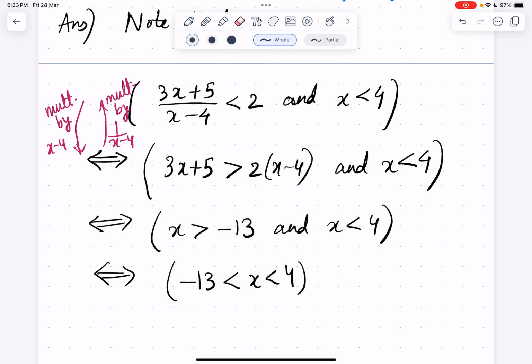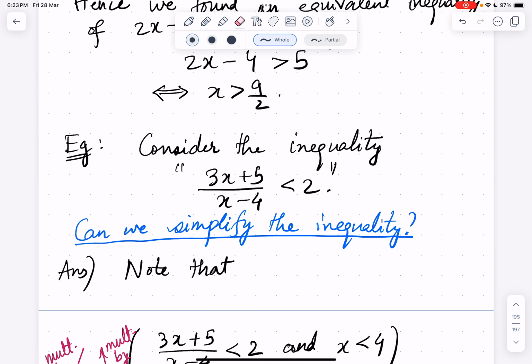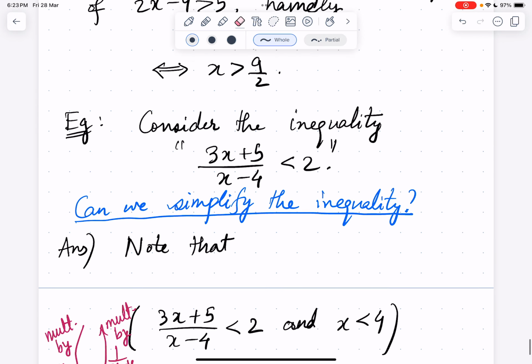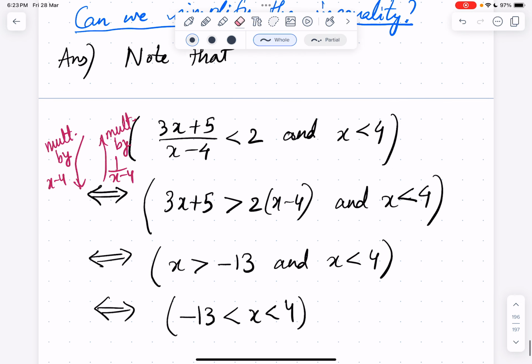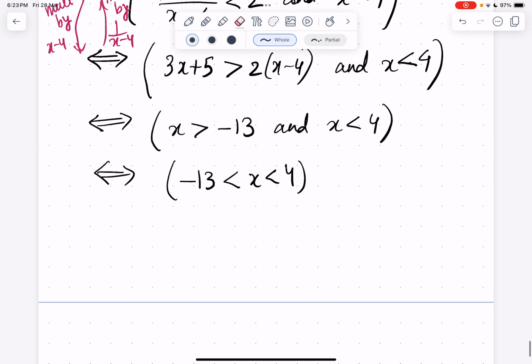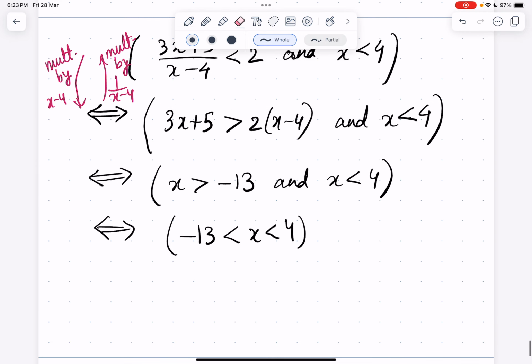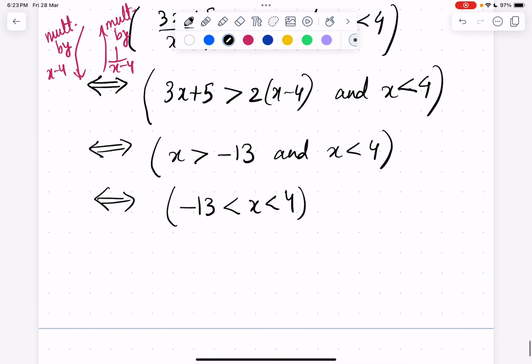So instead of rewriting the constraint (3x plus 5) by (x minus 4) is less than 2, we have rewritten the constraint (3x plus 5) by (x minus 4) is less than 2 and x is less than 4. This stronger constraint can be rewritten as minus 13 less than x less than 4. Now let's consider another version.